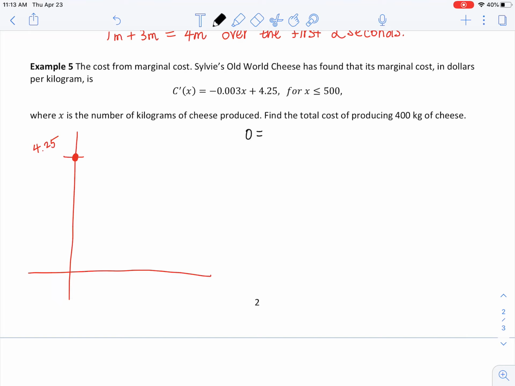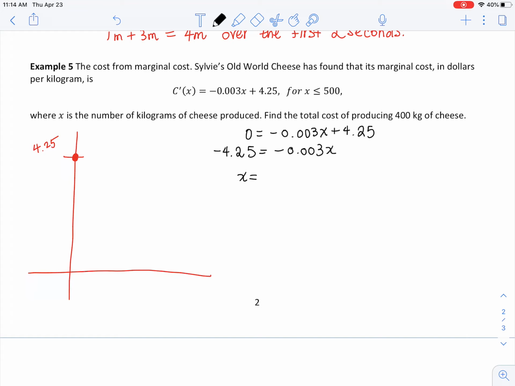But what I kind of want to do is graph it using the intercept. So how about I find the intercept first? I just want to know where this graph will touch the x-axis, the horizontal axis in this case. So let me solve for that x-intercept by setting the function equal to 0. Negative 0.003x plus 4.25. If I subtract 4.25 from both sides, I'll get negative 4.25 equals negative 0.003x.